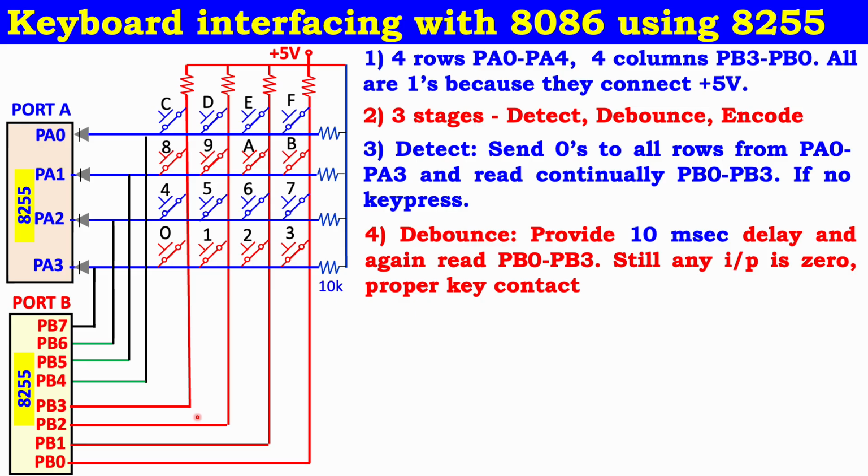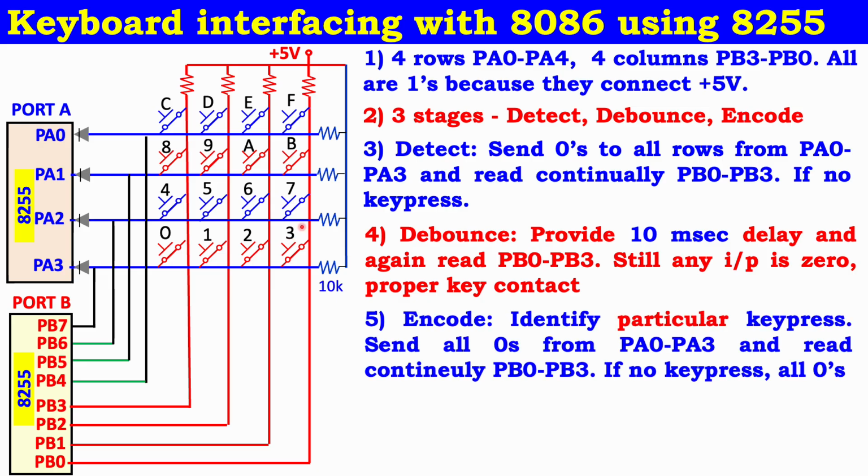We are continuously reading for any input becoming 0. If no input is 0, all ones, there is no key press. If it is 0, a proper contact is stabilized, so there is no bouncing problem. So it is debounced, and the debounce is obtained in step number 4. What is the next, last step? That is encode. In the encode process, we correctly identify which particular key is pressed. That is the third step of the 3 stages.